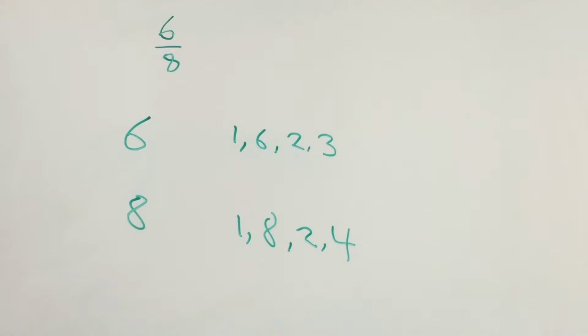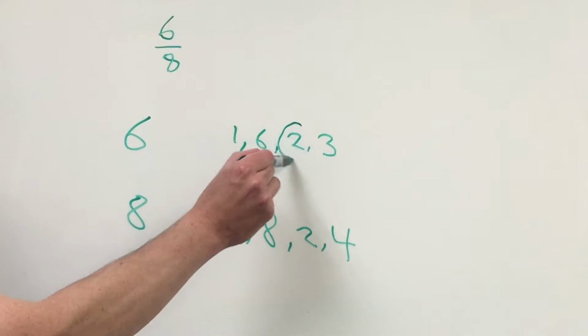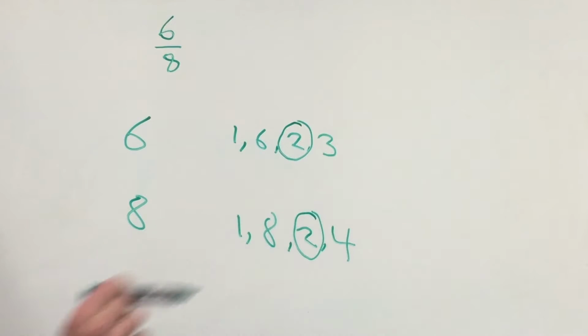Now that we have our factors, let's take a look to see if they have any in common that are greater than 1. Well, they certainly do. Both 6 and 8 have 2 as a factor. That means our fraction, 6/8, can be simplified further.